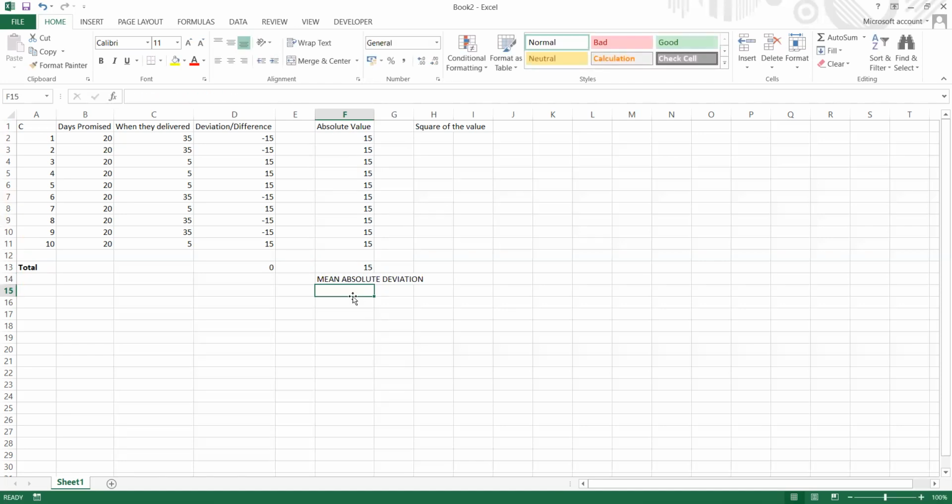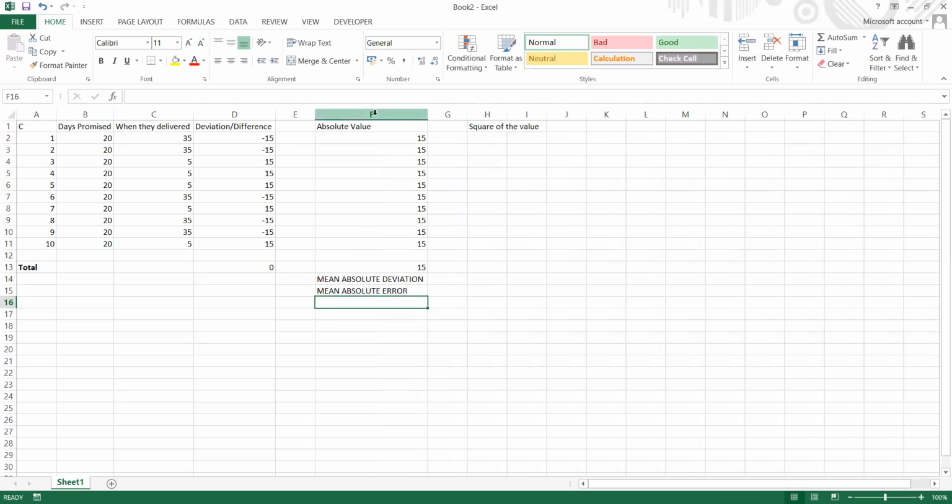We call it mean absolute variance, mean absolute difference, or mean absolute error. In machine learning terms, we also call this mean absolute error. So MAD and mean absolute error are the same. This is the error that the process has, or the deviation that you are having.